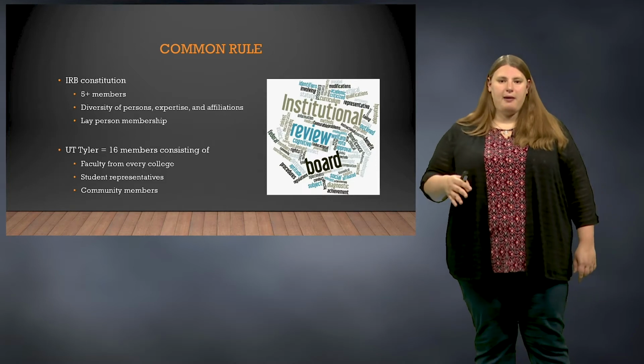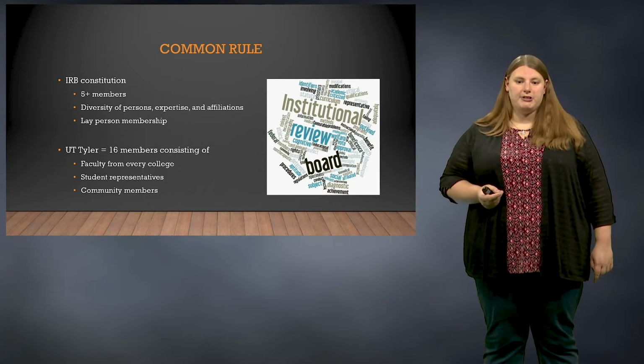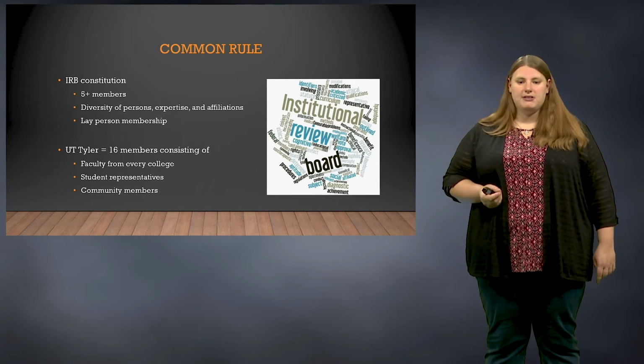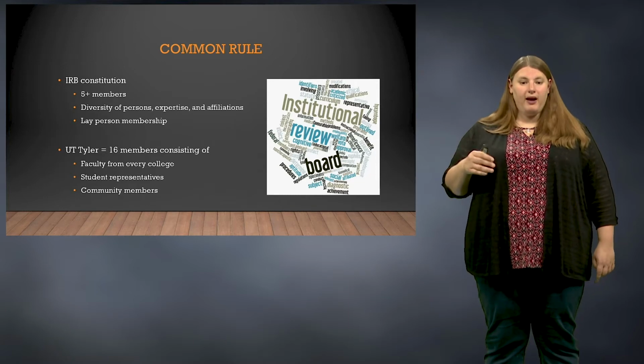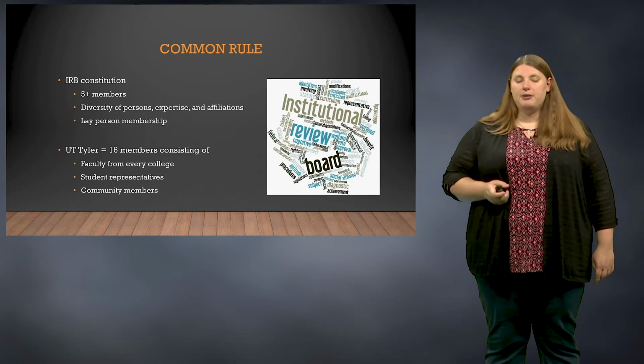The 5-person membership requirement is pretty small, as most IRBs have a larger board membership. For example, UT Tyler IRB has 16 board members. These members include faculty from every college on campus, as well as administrators focusing on student issues, and also some community members.